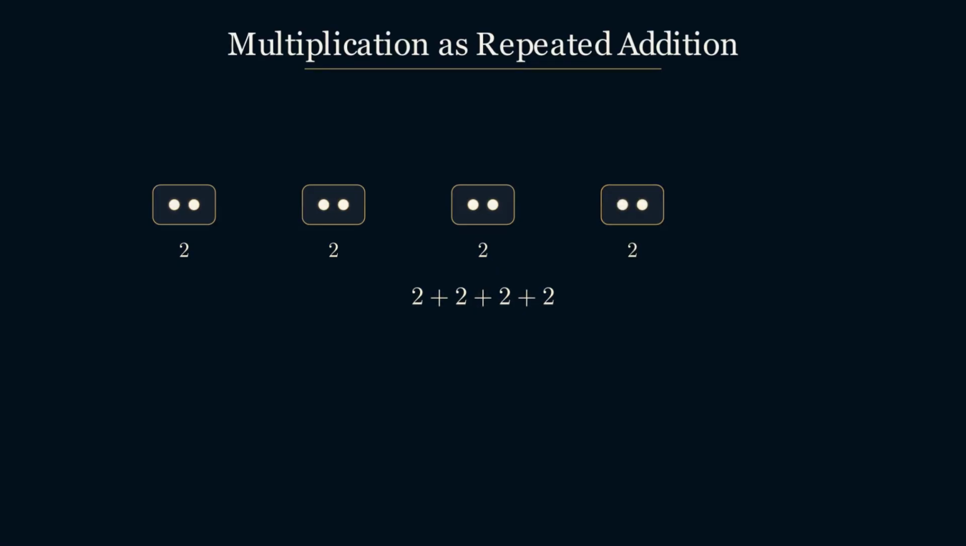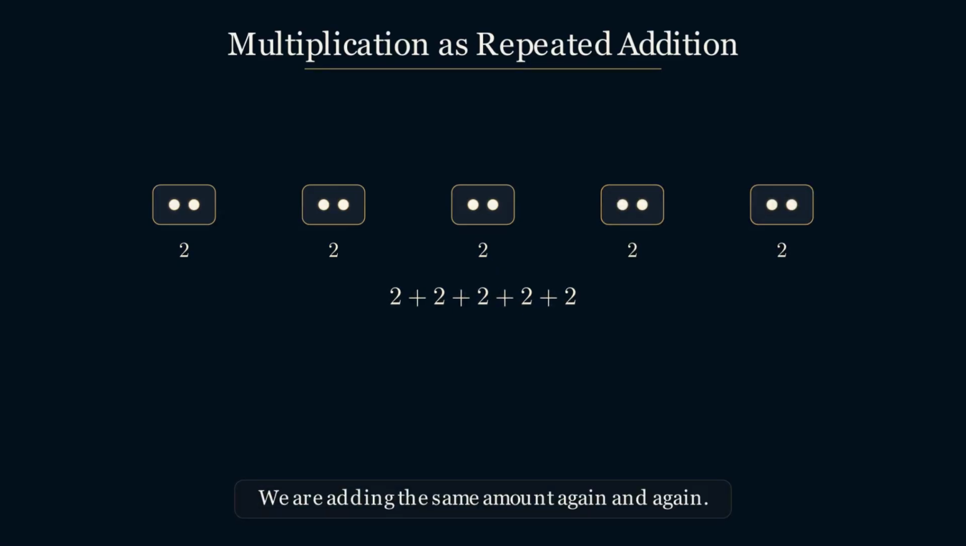Next, look at repeated addition. A tray appears with 2 counters. That is 2. A second tray appears with another 2, so now we see 2 plus 2. Then another 2, then another 2, then another 2. The same amount is being added again and again. 2 plus 2 plus 2 plus 2 plus 2.